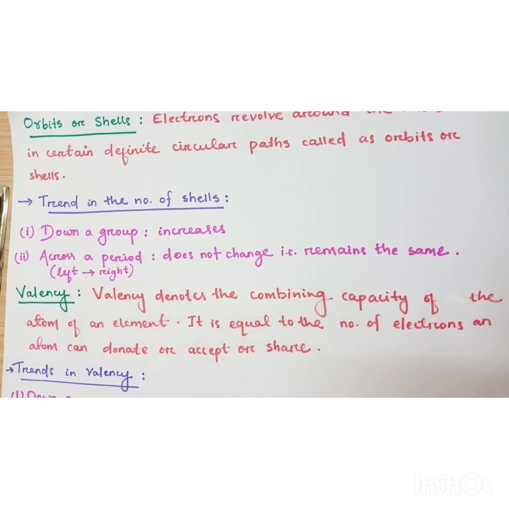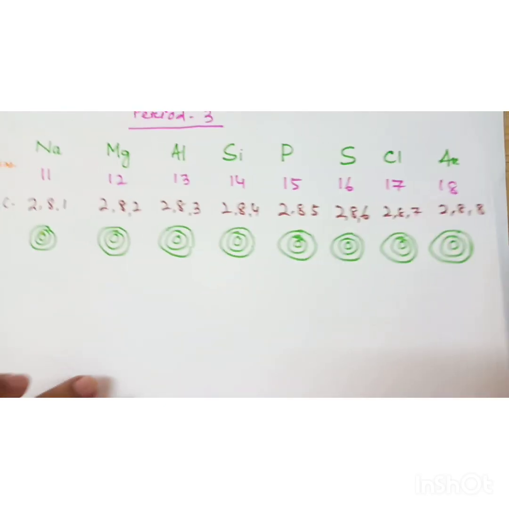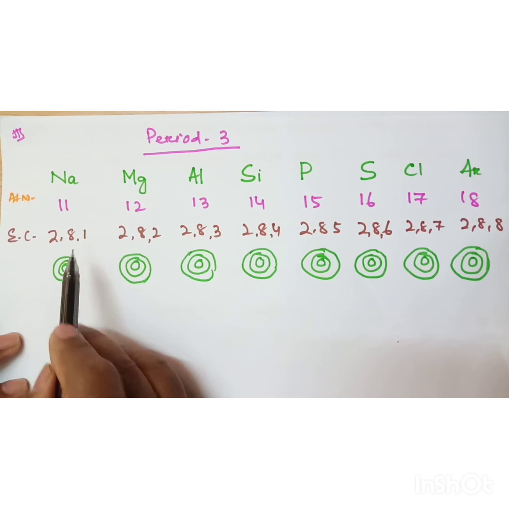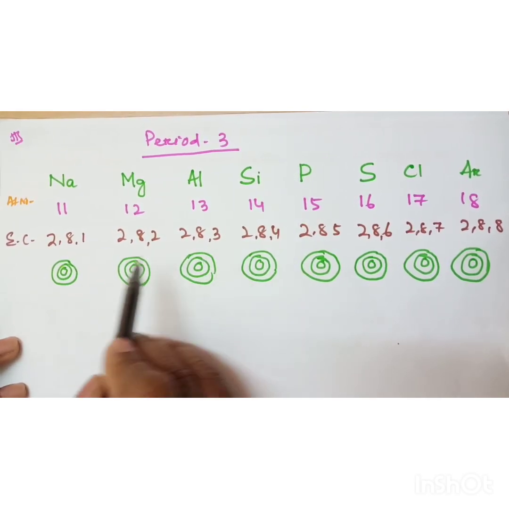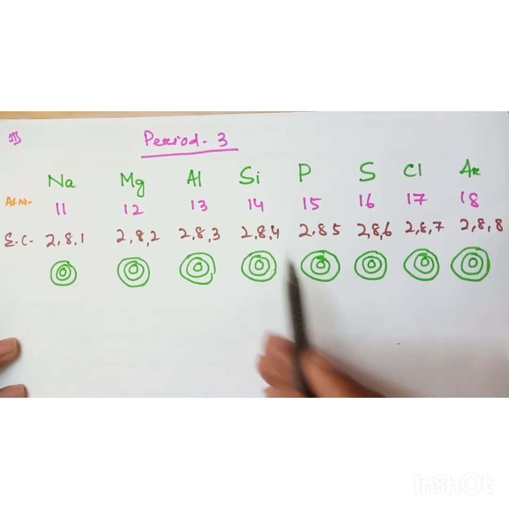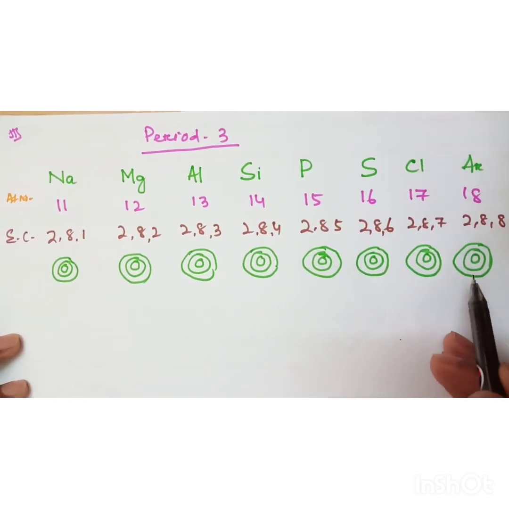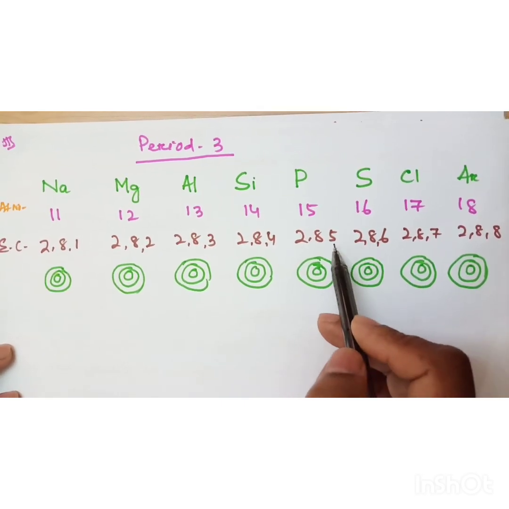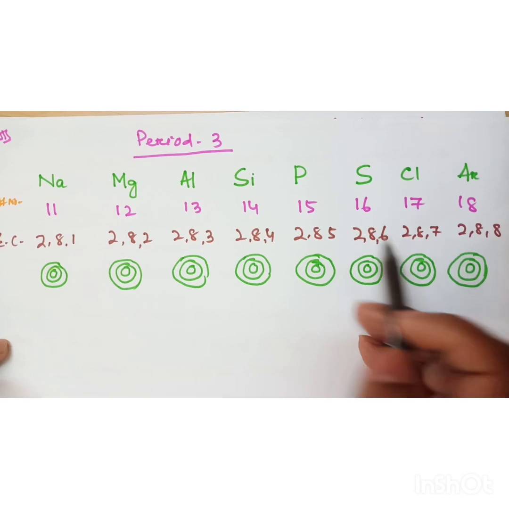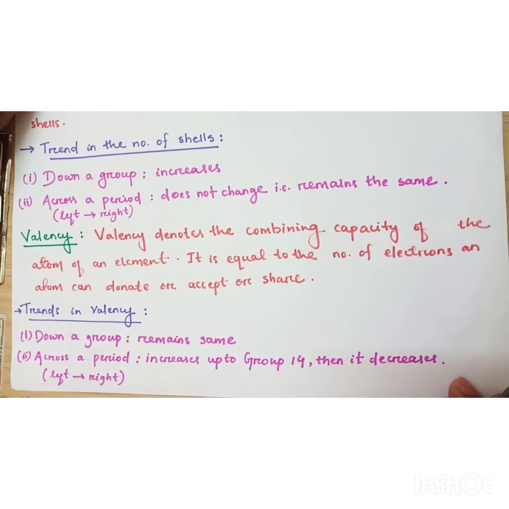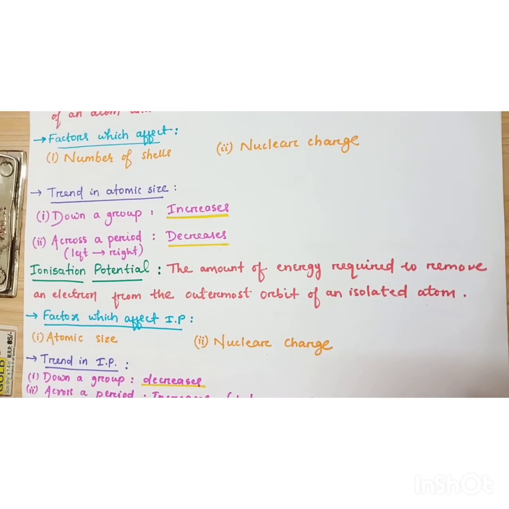And come to along a period. See, the valency depends upon the valence electrons. So here 1, valency 1, here 2, valency 2, here 3, valency 3. So valency first increases up to group 14, that is 4, then decreases. Because see, for valence electrons 5, it needs 3 electrons to complete the octet. Therefore valency 3, then valency 2, so valency decreases. So first it increases, then decreases.